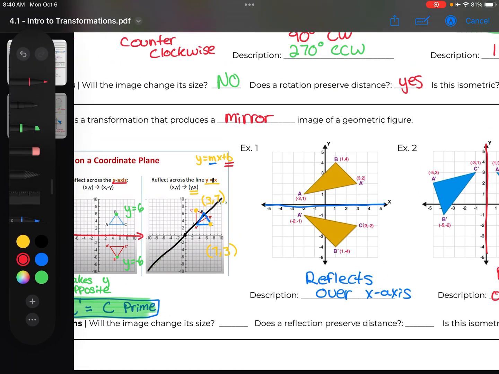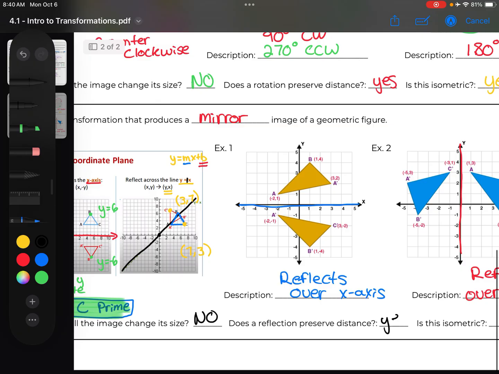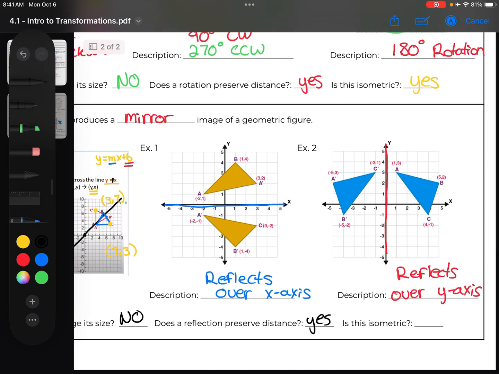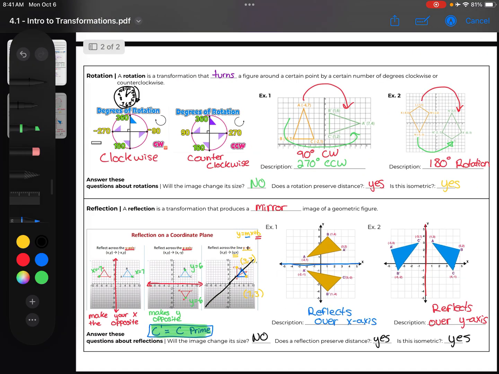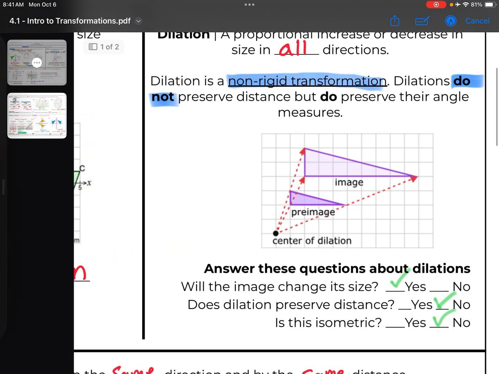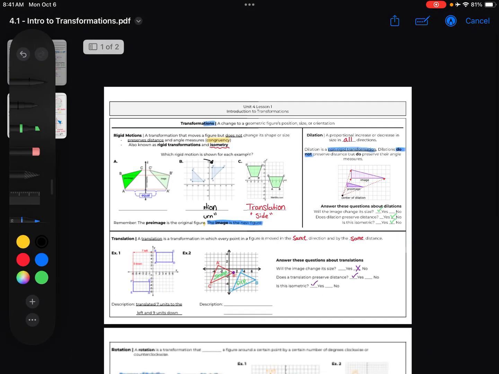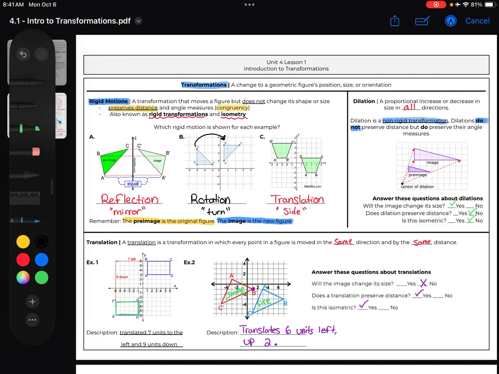So will the image change the size from the pre-image? Absolutely not. It will not change the size. Does it preserve distance? Yes, the distance between 2 points in a figure is exactly the same. Is this isometric? Is this isometry? Is it a rigid motion? Yes, it is a rigid motion. Nothing changed. The only one that we've talked about on these notes that is not a rigid motion would be your dilation. Okay.